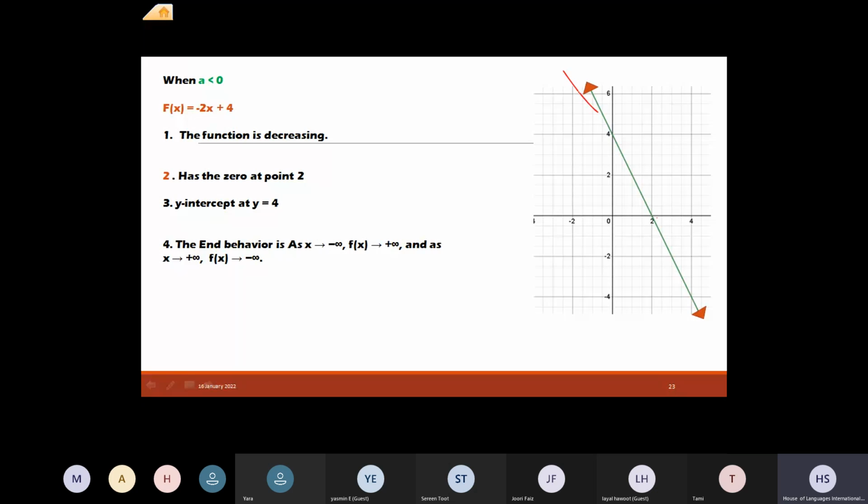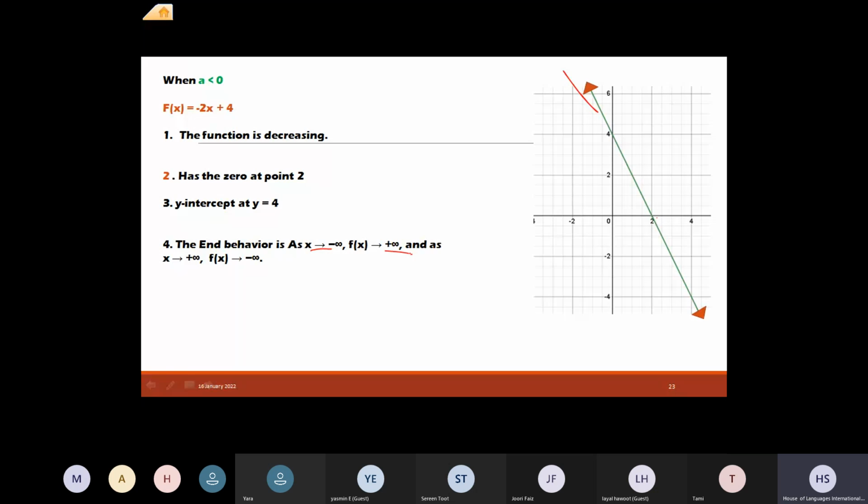Okay. Now what is the end behavior? When x goes to positive infinity, what will happen with y? Yes, it will go to negative infinity. If x goes to the negative infinity, f of x goes to the positive infinity. Because the function is decreasing, remember that they must be opposite.